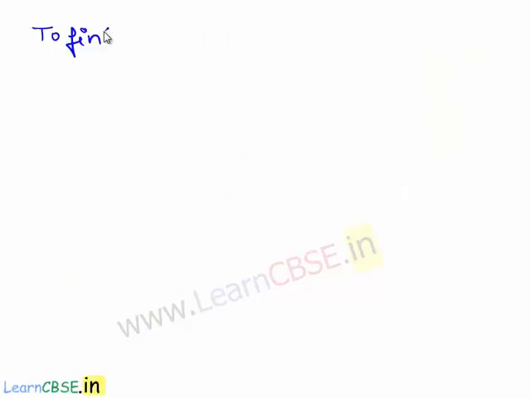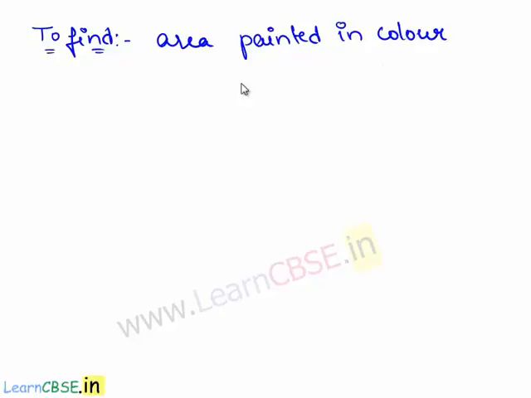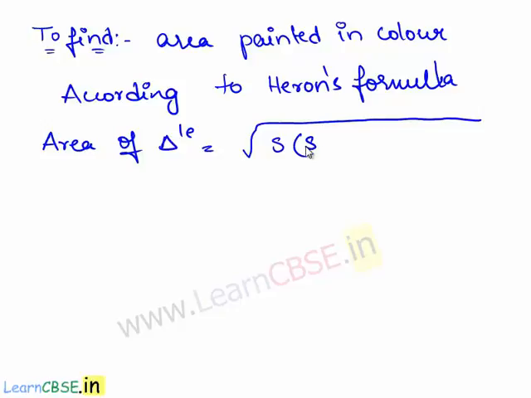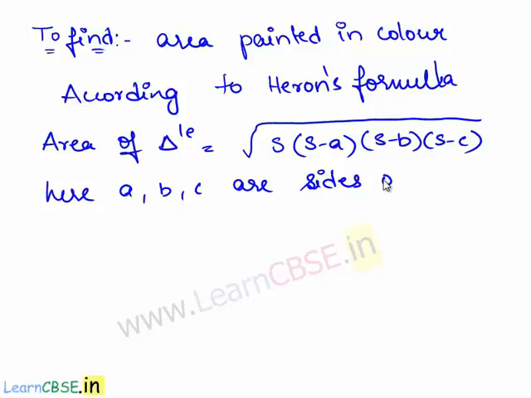So, we need to find the area painted in color. That is the area of the slide in the park. Therefore, according to Heron's formula, area of the triangle is equal to square root of s times s minus a times s minus b times s minus c. Here a, b, c are sides of the triangle and s is equal to the semi-perimeter, which is a plus b plus c divided by 2.